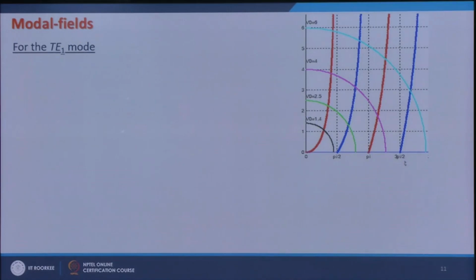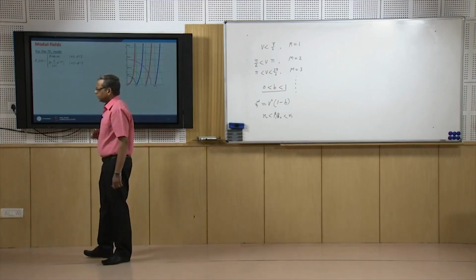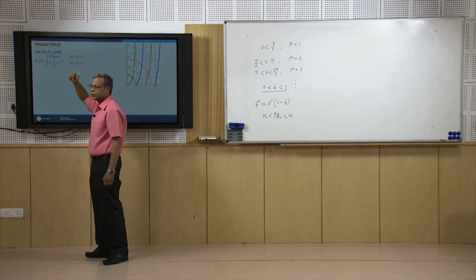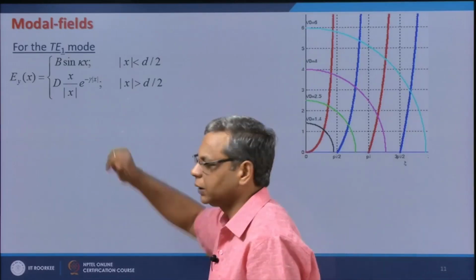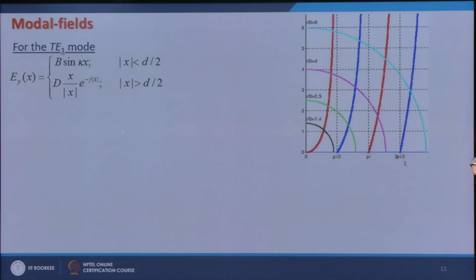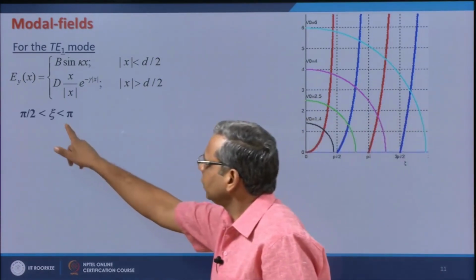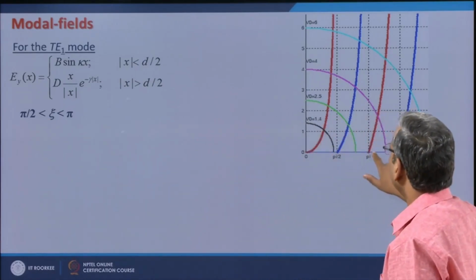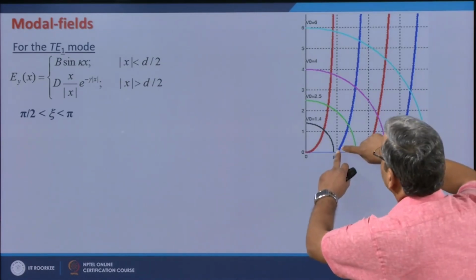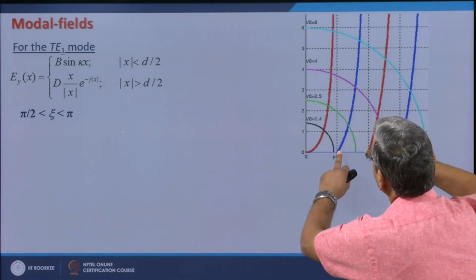Let us plot the field now for TE1 mode. TE1 mode is an antisymmetric mode and the solutions would be given by a sine function in the guiding film and an exponentially decaying function again in the lower index medium. Now, for TE1 mode, xi would lie between pi by 2 and pi, because the green curve will cut the blue curve only in this region.